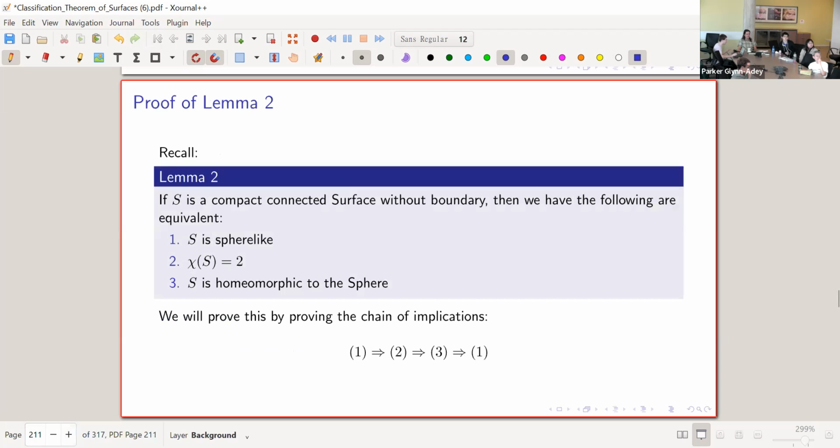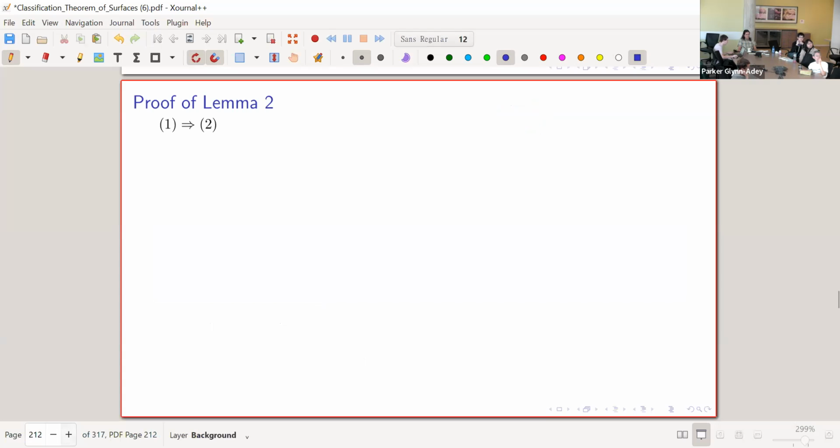Okay, so now we're going to go into the proof of lemma 2. Recall we wanted to prove that these three are equivalent. How we're going to do this is we're going to prove the chain of implications. And this will ensure that given we know one, we can always get to another in sort of like a loop. Okay, so we're going to prove 1 implies 2.